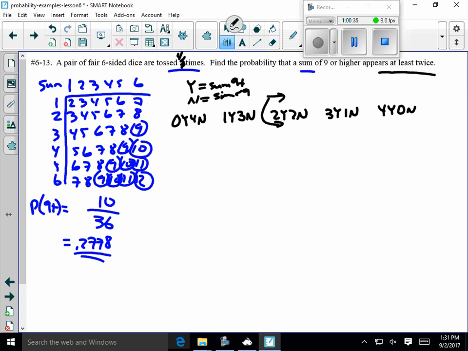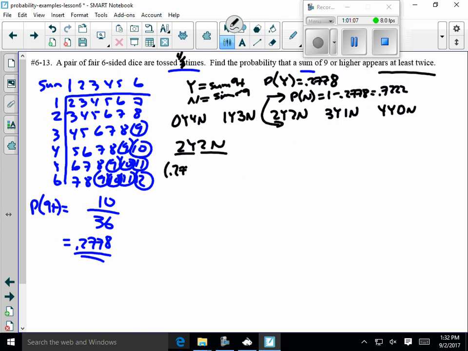So the probability here for 2 yeses and 2 no's would be 2 yes probabilities, right? The probability of a yes, we found out, is 0.2778. That's the probability the sum is 9 or higher. So the probability of a no would just be 1 minus that, which is 72.22%. So if I have 2 yes probabilities and 2 no probabilities in that order, it would be 0.2778 twice, and there would be a 0.7222 twice, right?